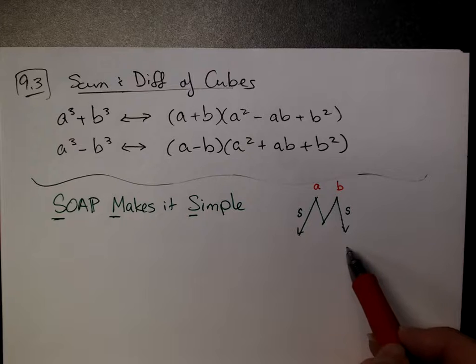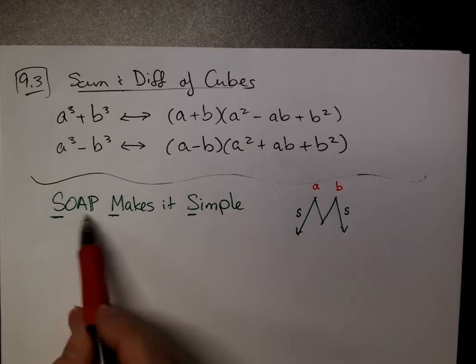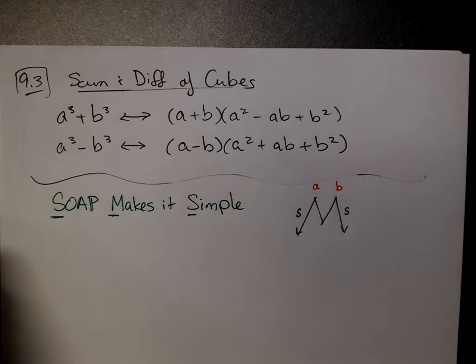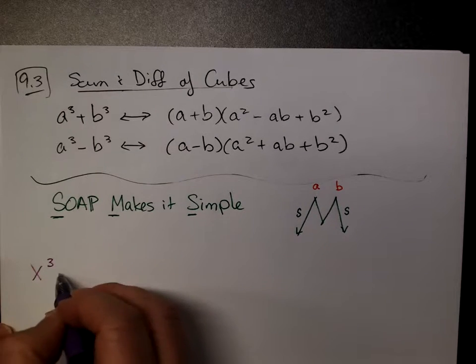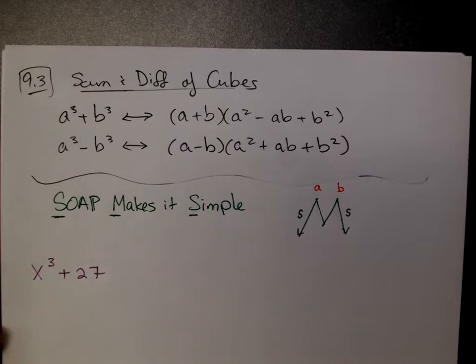And you square your B, and that's your third trinomial term. And then SOAP is going to tell you your sign pattern. Let's see what that looks like. Okay? So, if you've got x cubed plus 27.